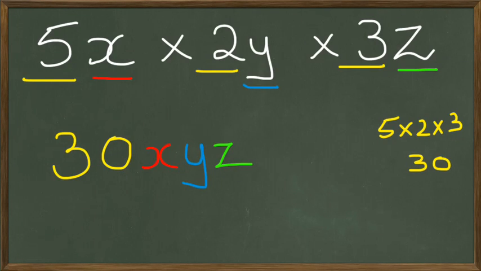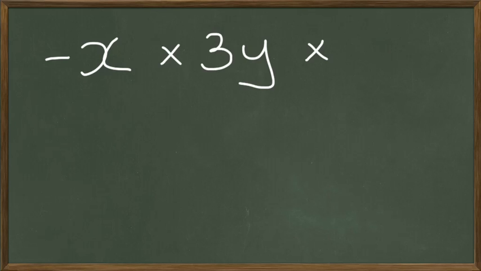So the only thing about multiplying terms is that you've got to be careful with your integers. So you've got to be careful with your numbers. I'll just show you one more example. If you have something like negative x times 3y multiplied by negative 2z.